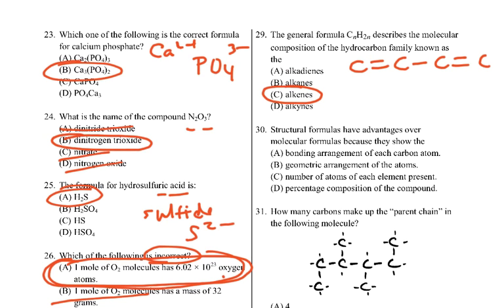Structural formulas have advantages over molecular formulas because they show the bonding arrangement of each carbon atom. That sounds good. Geometric arrangement of the atoms. That sounds very close. The number of atoms of each element present. That's not the answer because that's the same in the molecular and structural. The percent composition, that's going to be the same in structural and molecular. So bonding arrangement or geometric arrangement.